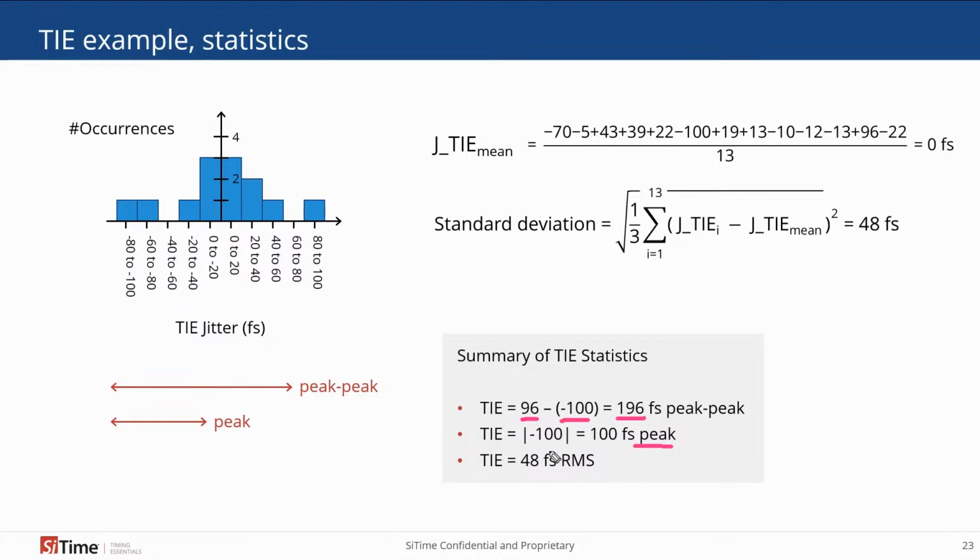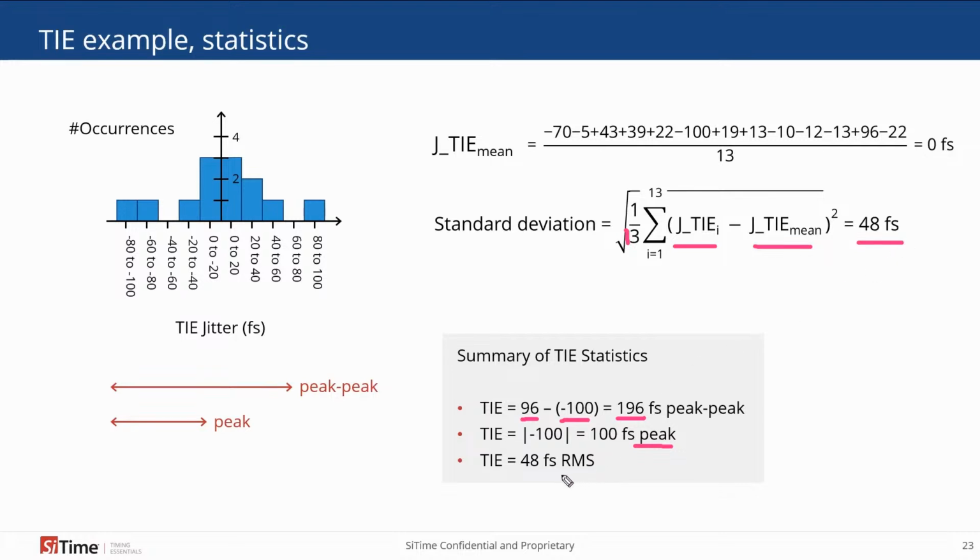And finally, we can calculate the RMS by computing the standard deviation. That standard deviation equation is shown here. This actually should be the denominator of 13 because that's the population. But we're going to take the instantaneous value of jitter minus the mean value, square that, sum them up, divide by the population of 13, and take the square root. And when we do that, we get 48 femtoseconds.